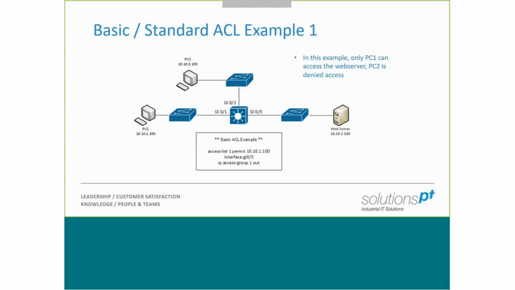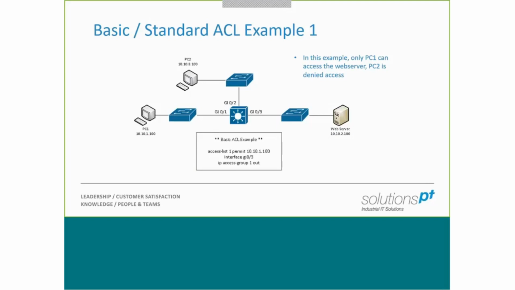We've just written a very basic ACL with a single rule. So we've said access list number 1. We want to permit the IP address 10.10.1.100, and that is PC1 on the left-hand side there. And we are applying that to the GI0/3 interface, which is the interface connected to the server LAN, where you can see that web server on the right-hand side. So what we're essentially doing is saying, right, PC1, we're allowing that to talk to the web server.